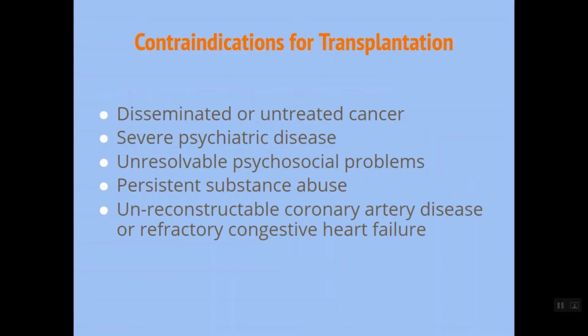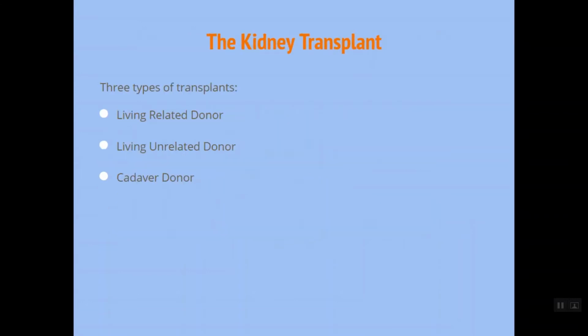Contraindications for transplant include disseminated or untreated cancer. So cancer that has spread to surrounding organs or into the blood, these patients will not be candidates for transplantation. Patients who have severe psychiatric diseases, unresolvable psychosocial problems, persistent substance abuse, and or unreconstructible coronary artery disease or refractory congestive heart failure are also contraindications for transplantation.